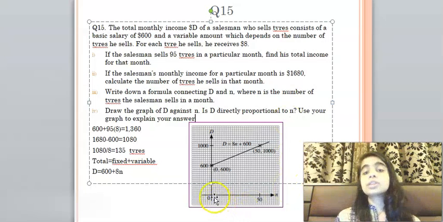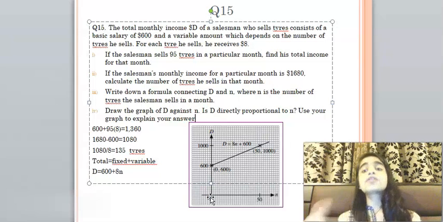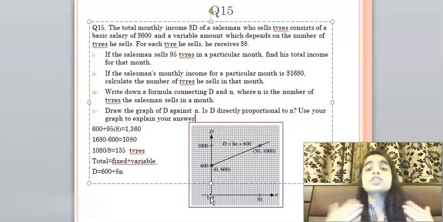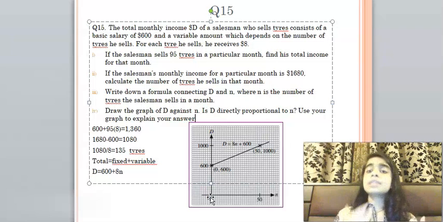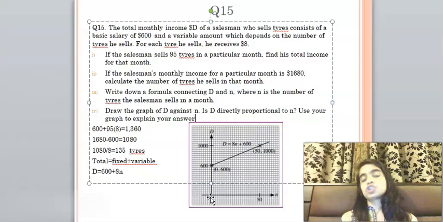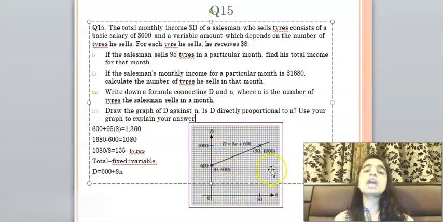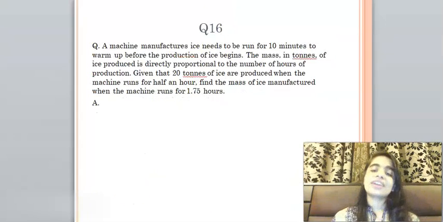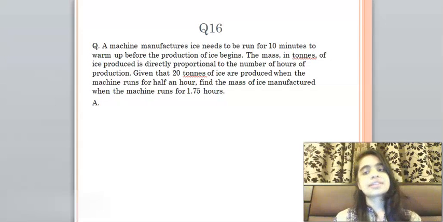(0, 0) is here and the graph is not intersecting (0, 0). That means when N, the number of tires, is 0, the total income is not 0. That means that the total income is not directly proportional to the number of tires. So we have used our graph to explain this answer. Alright, now let's look at question number 16, the last question of this exercise.